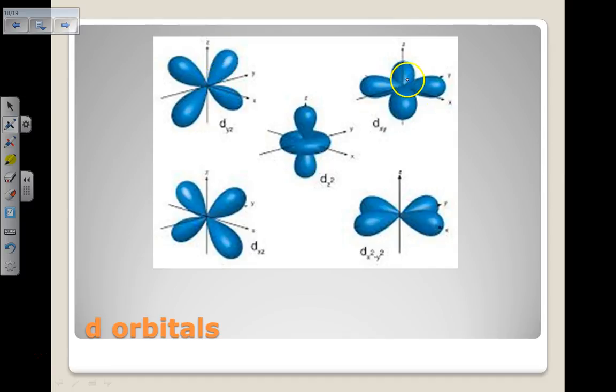Okay, and this is what I mean, that they're mainly all clover leaves. There is this one that's like a donut. Okay, and it's got the donut ringing around it. I don't care what these are. Just know that the d's are clover leaves.